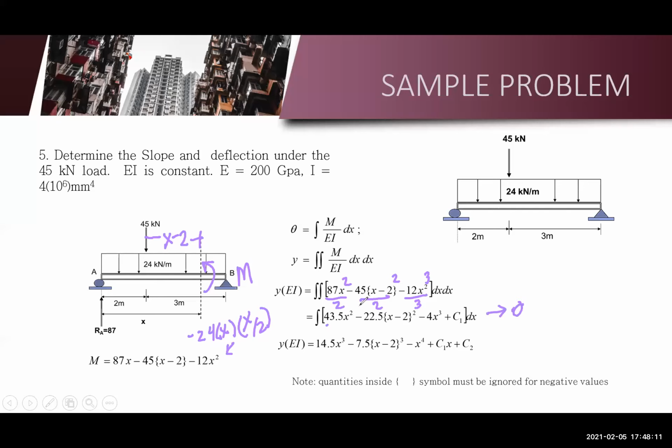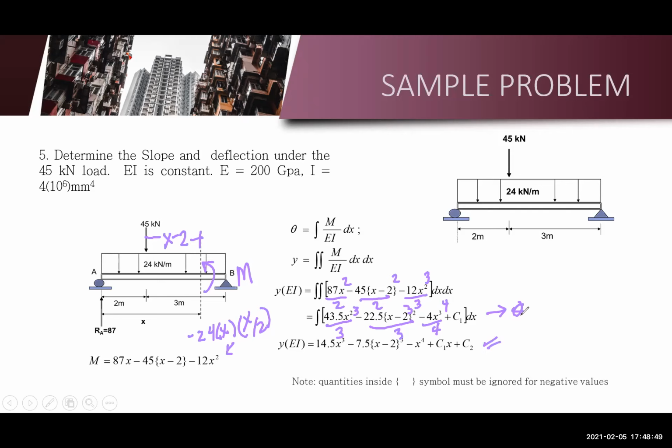Then, integrate the other one. So, squared, this will be cube over 3. This squared, this will be cube again over 3. And then cube, this will be 4 over 4. Then simplify, and this is the answer that comes out. Please always remember, because there are times that students forget to add the integration constants. The C1, do not forget. So C1, the second time you integrate it, it will have an X. So this will now be your general equation.